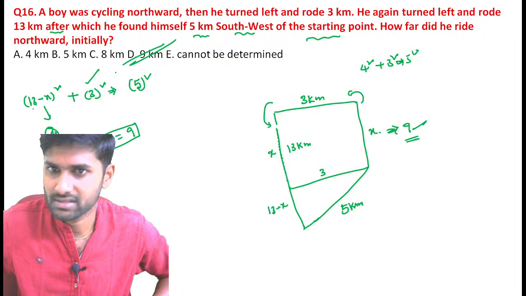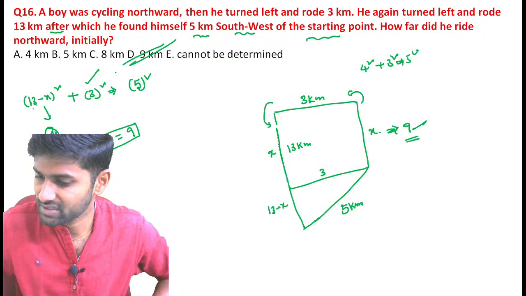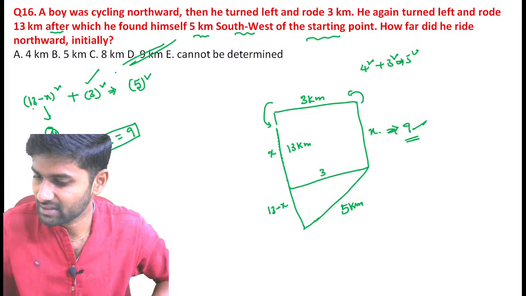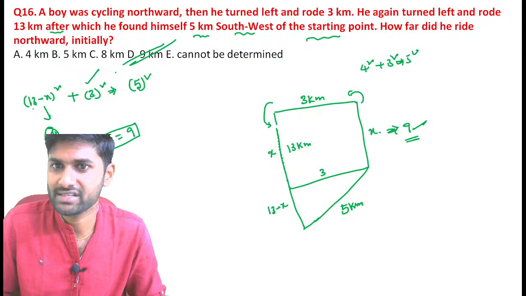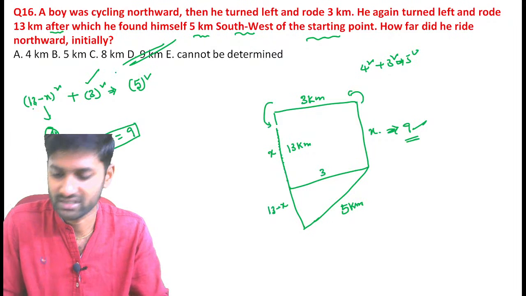Nagendra, Lavanya, just see that, Nana, Lavanya. Nagendra, Pavitra. It's not 4 kilometers. We need to find the x value. No, x value represents only 9 kilometers.